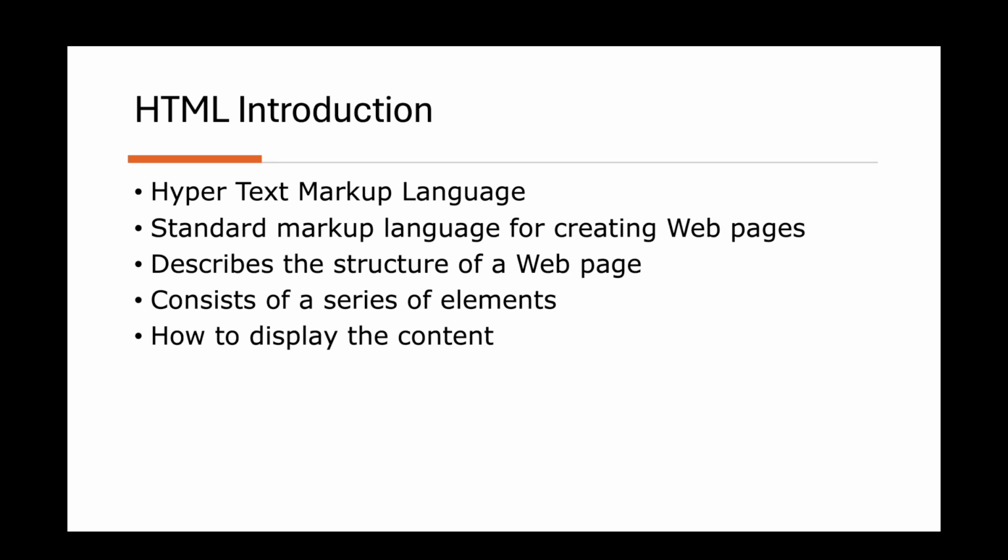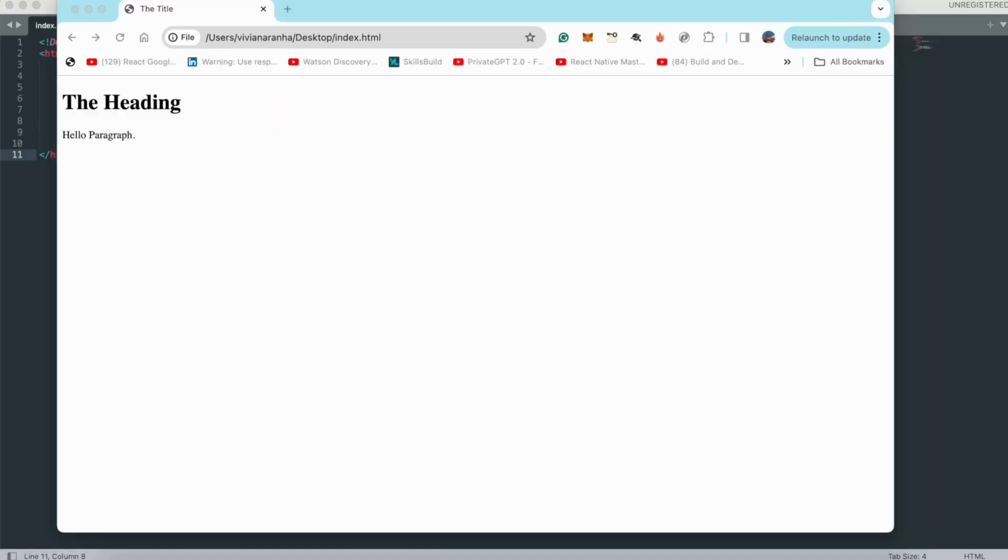HTML elements label pieces of content such as headings, paragraphs, links. So that's what HTML elements explain to the browser, what it is. For example, let's look at this web page here. It has a title on the top. Where did this title come from? It has, inside the body of this particular browser, the heading and hello paragraph.